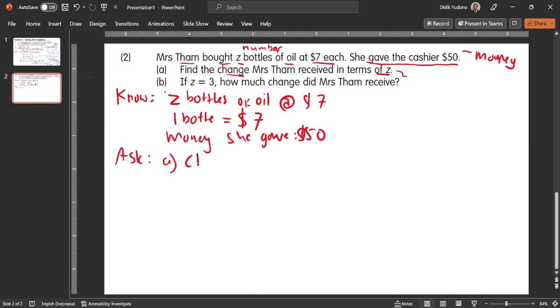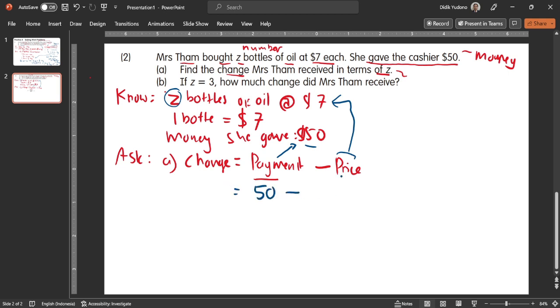Okay, so what is asked? Asked is the change. If we buy something and our money is more than the price of the thing we bought, we will get change. So change comes from the payment, the money we pay, minus the price. The money we give them is the $50, and the price should be the price of the bottles altogether, but we do not know how many bottles because it is represented by Z. So the change is payment, 50 minus price.